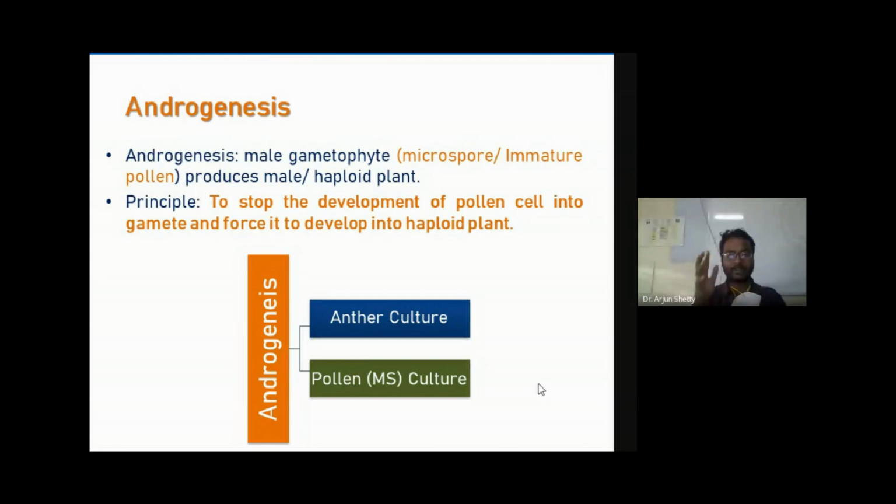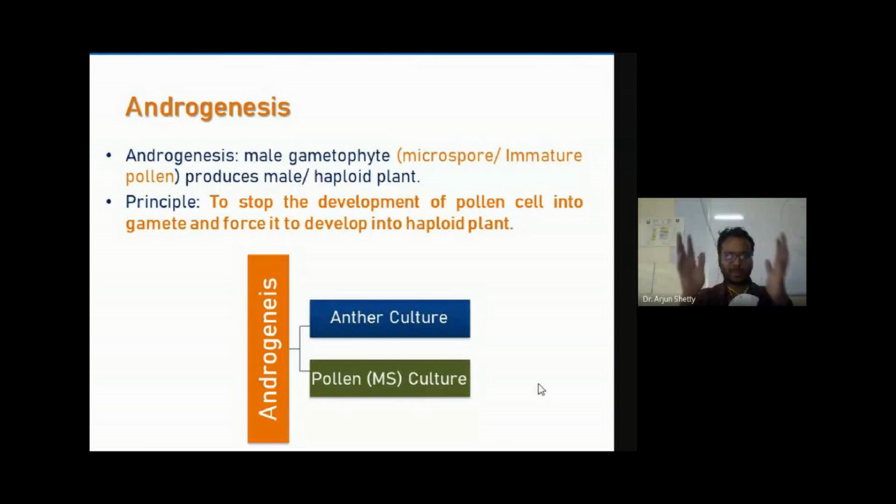So these produce a male haploid plant, nothing but a plant comprising a single set of chromosomes of the original plant. As already told, usually onion contains 12 to 16 chromosomes, so during the meiosis study you will find only 6 to 8 chromosomes.